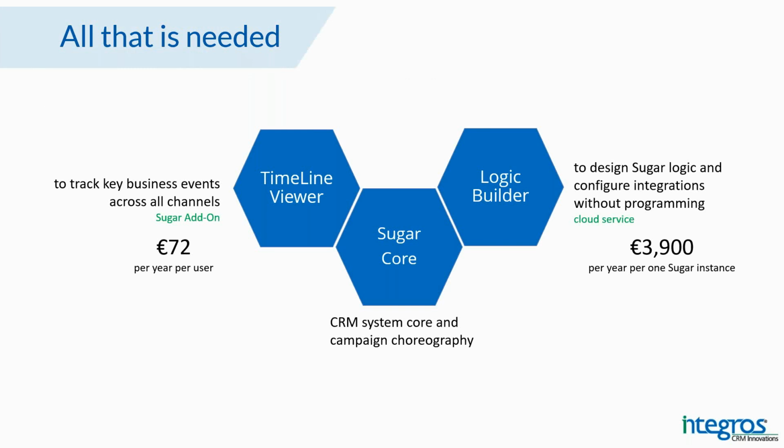And what is needed for such a solution? It's obviously the Sugar Core CRM system with Sugar BPM enabled, for campaign choreography, as a choreographer of the whole process. And also Timeline Viewer to track all key business events from all channels, with the important note to track only those events that are significant for us. And Logic Builder to configure Sugar logic and, for example, to integrate with external systems like GoToWebinar.